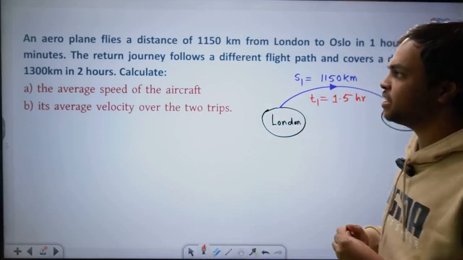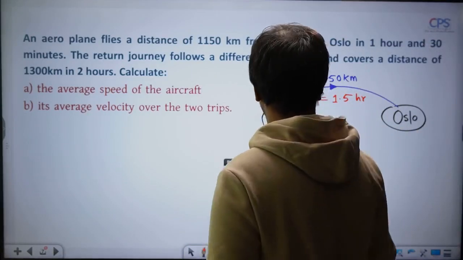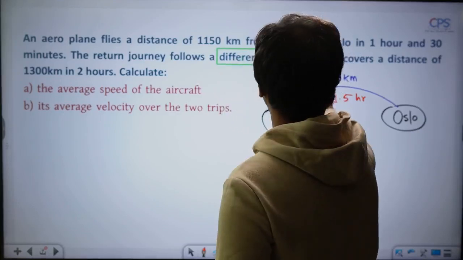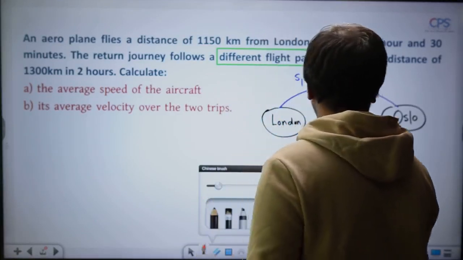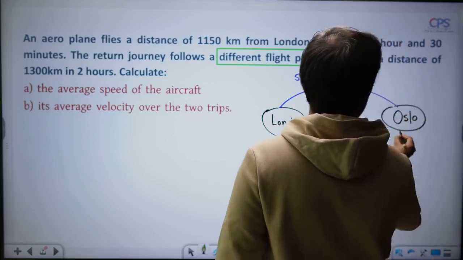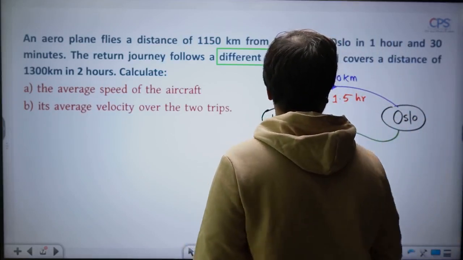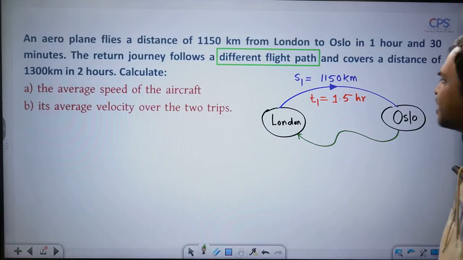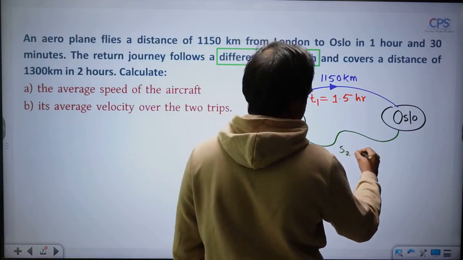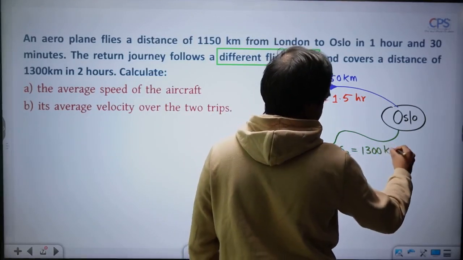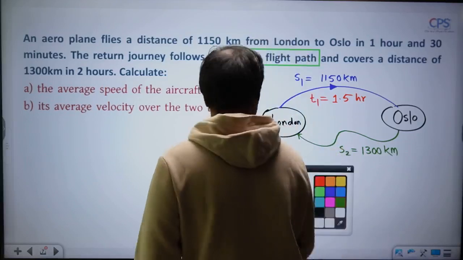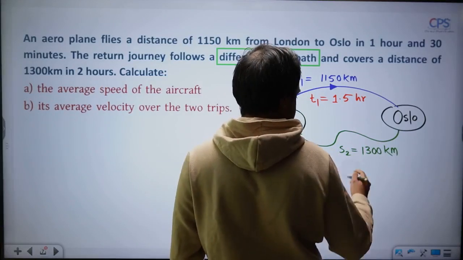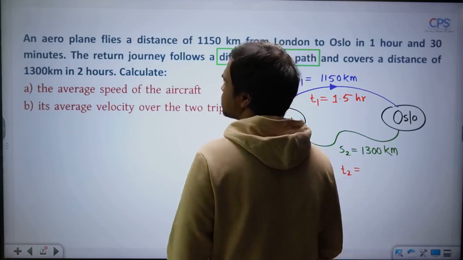But the return flight has a different flight path, as written there. Let's say the flight path is this way, and it covers a greater distance, 1300 kilometers. So S2 is 1300 kilometers, and the time taken, T2, is 2 hours.